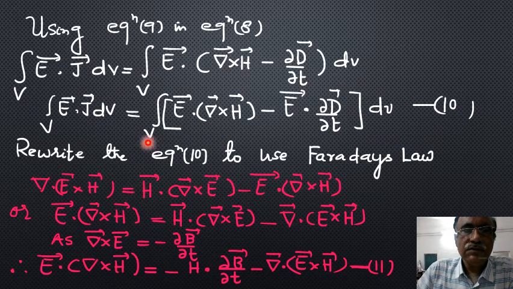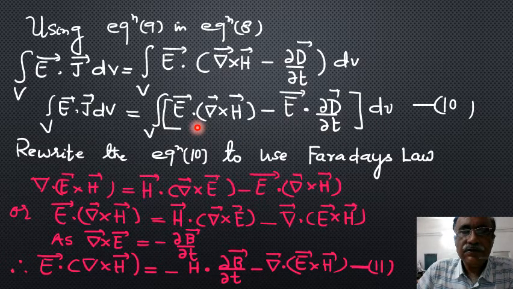Now using equation 9 in equation 8, we get E dot J as E dot curl of H minus, in the parenthesis, minus del D by del T into the elementary volume dV, or E dot J dV becomes equal to E dot curl of H minus E dot del D by del T dV.